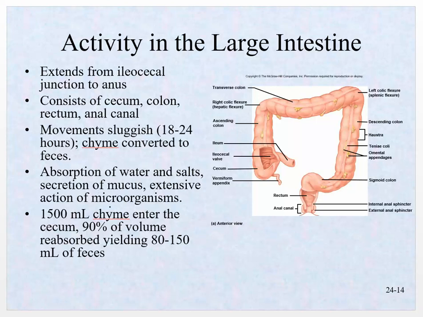Movements are sluggish, 18 to 24 hours to move through it. Chyme is converted into feces because it's not really chyme anymore. Now it's poop, so we call it feces. Some absorption of water and salts happens here.